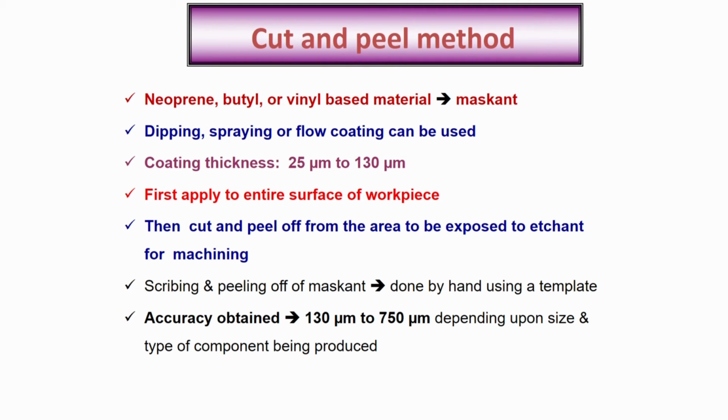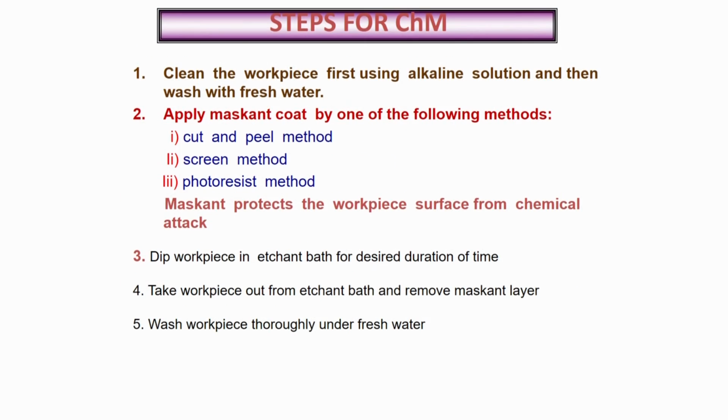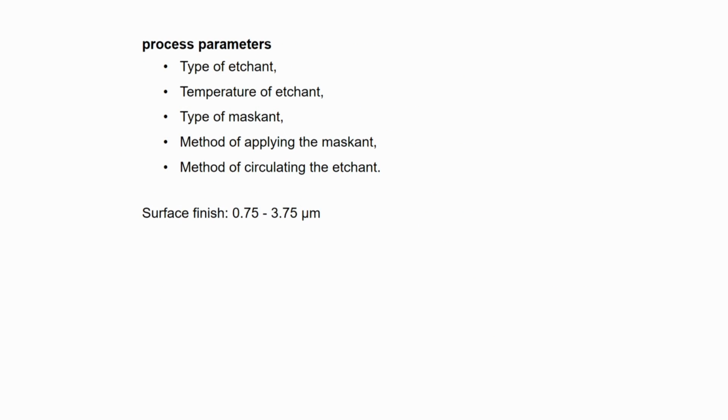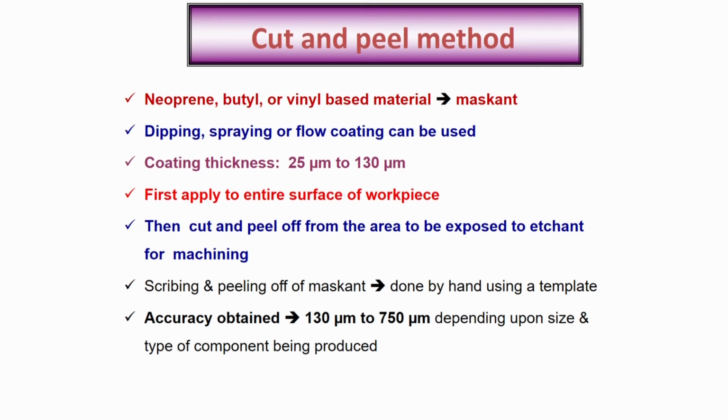So there are different methods for depositing the maskant onto the workpiece surface. Already we discussed one method. The first method is the cut and peel method. The second one is the screen method, and the third one is the photoresist method. First we shall discuss the cut and peel method. In the cut and peel method, neoprene, butyl and vinyl based materials are used as a maskant.